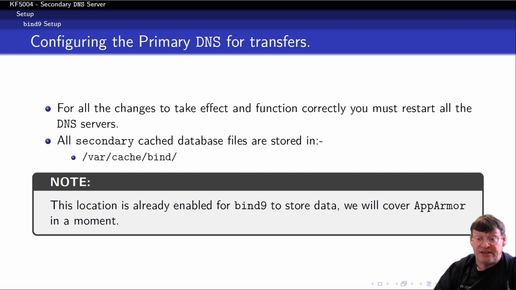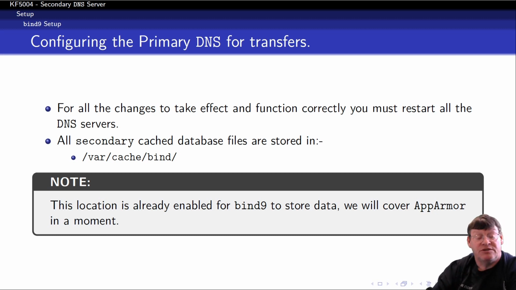Remember, all of the secondary cache databases are stored in /var/cache/bind. If that file name is specified, that's where they'll go. If the file name isn't specified, it may put records in there temporarily, but the actual database itself will be stored in memory. So this location, /var/cache/bind, is actually managed by an application called AppArmor.